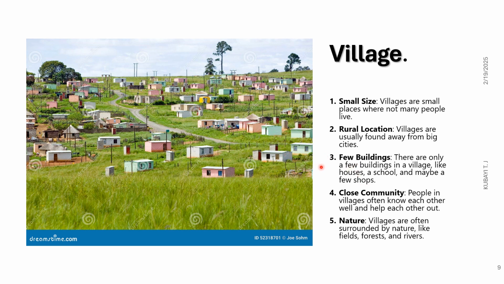In a village, the community is very close. People in villages often know each other well and help each other out. You may find that the person who stays here knows the person who stays there, and so on. So that is how the community is in the villages. The village, like the farm, is surrounded by nature. Villages are often surrounded by nature like fields, forests, and rivers.